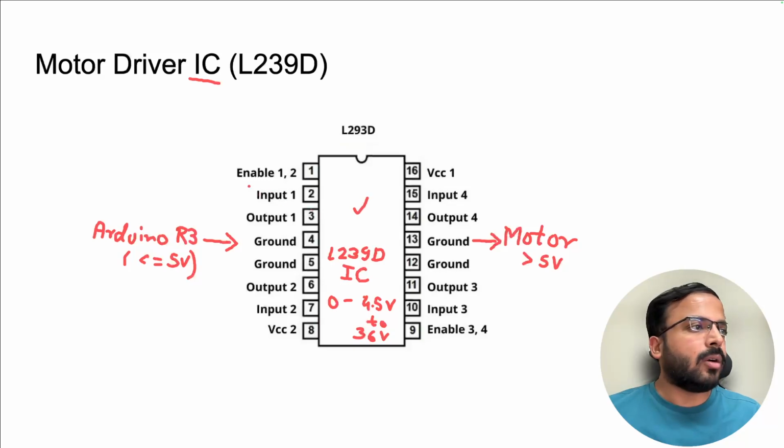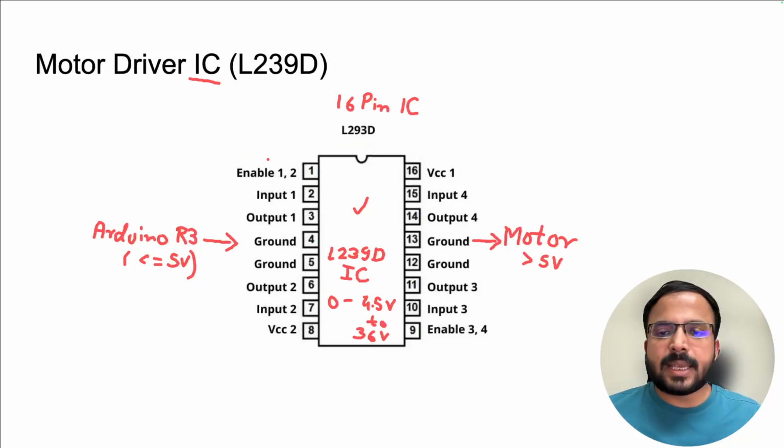Now let's see, this is a 16 pin IC. So what are the pins of this IC? This IC can drive two motors, two DC motors.